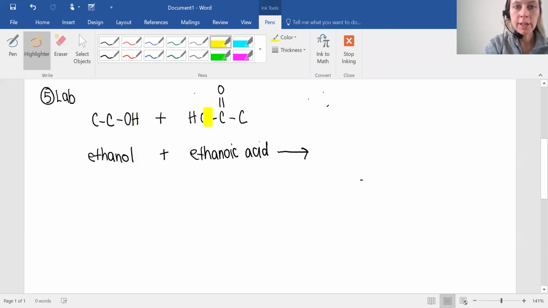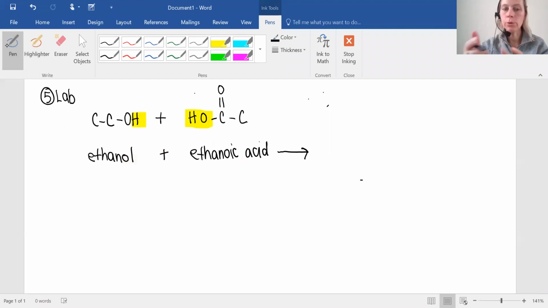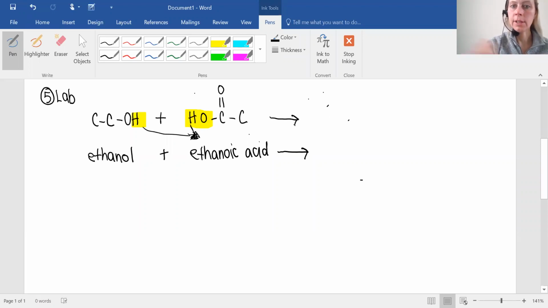When you have an alcohol and an acid, the OH from the acid and the H from the alcohol group are removed in that process called dehydration synthesis. So I'm going to remove those. I'm going to put the arrow there to indicate what one of my products is. One of my products is H2O.